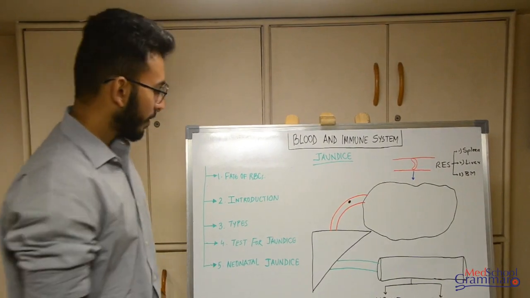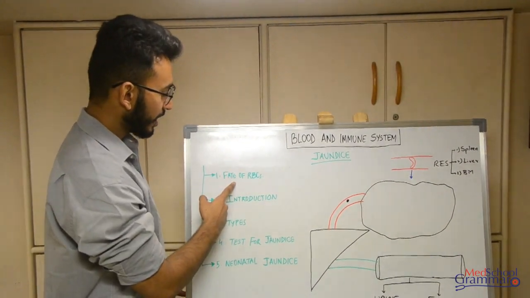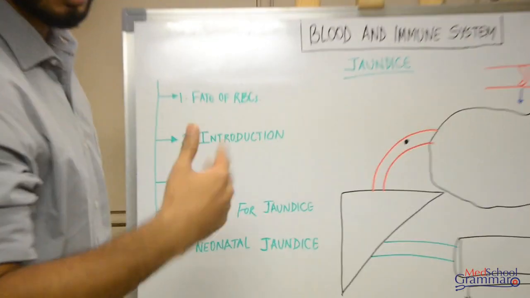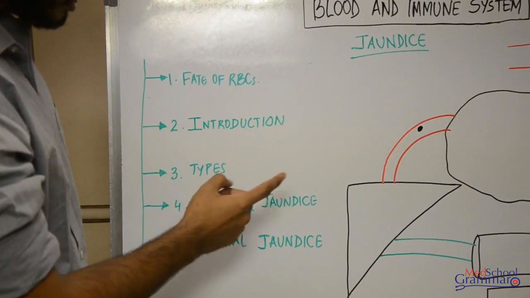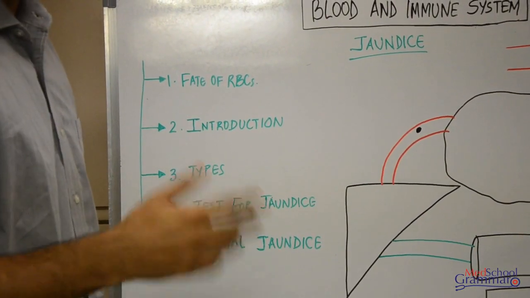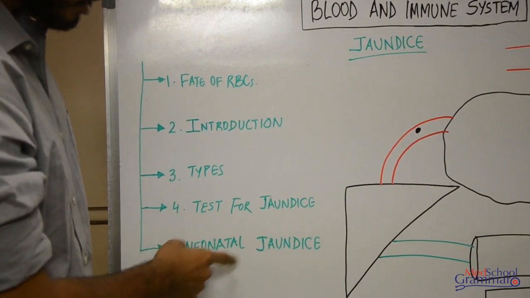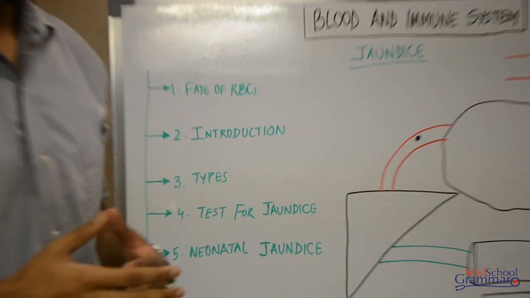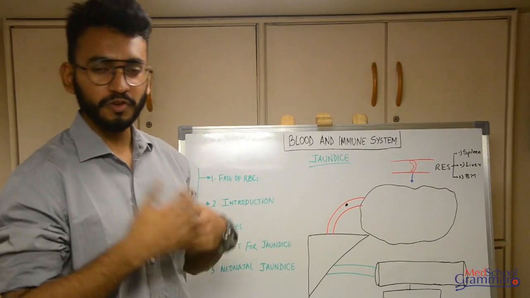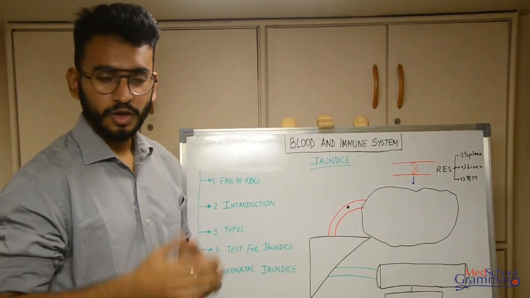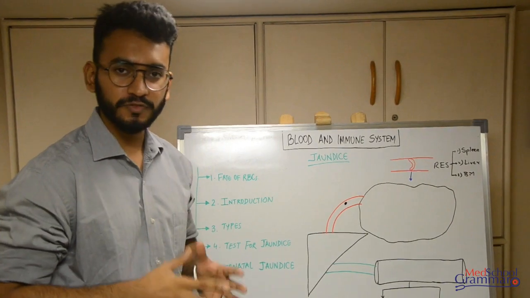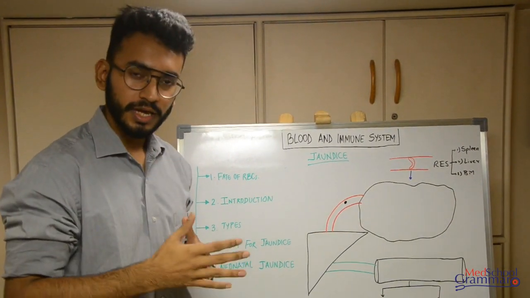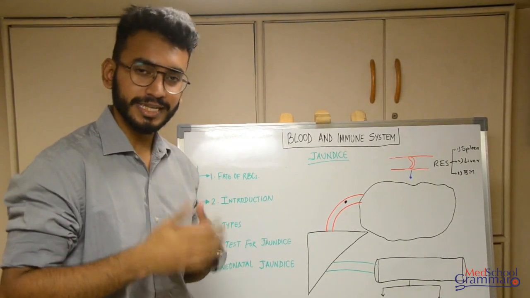We'll discuss this topic under the following subheadings: fate of RBCs, the introduction to jaundice, the types of jaundice, the test for jaundice, that is the Van den Bergh test, and the concept of neonatal jaundice. Now, before we actually start with jaundice, about the concepts of bilirubin and the raised levels, we need to know how bilirubin is formed, from where it comes, and how its levels can be raised.